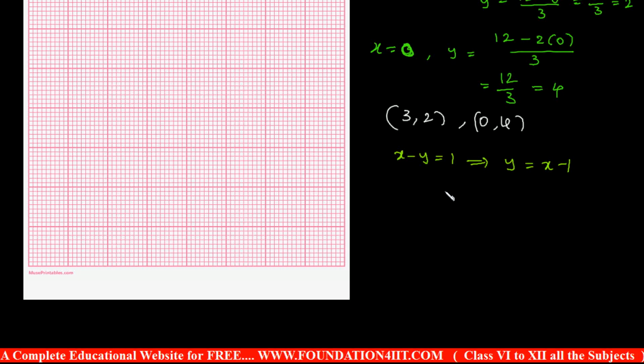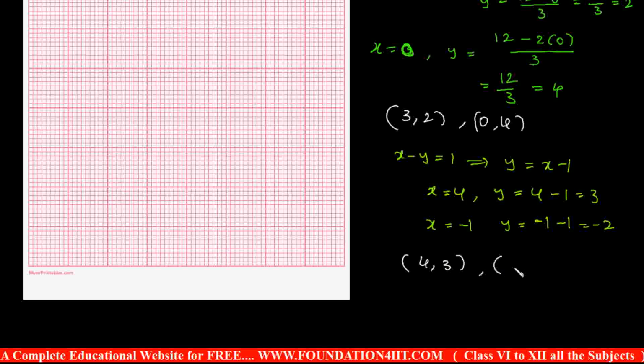When x is equal to 4, you can take any values, then y is 4 minus 1, so I got 3. When x is equal to minus 1, then y is equal to minus 1 minus 1, that is minus 2. So we have 2 points: 4 comma 3, and minus 1 comma minus 2. These 2 points we also put on the same graph, separately.